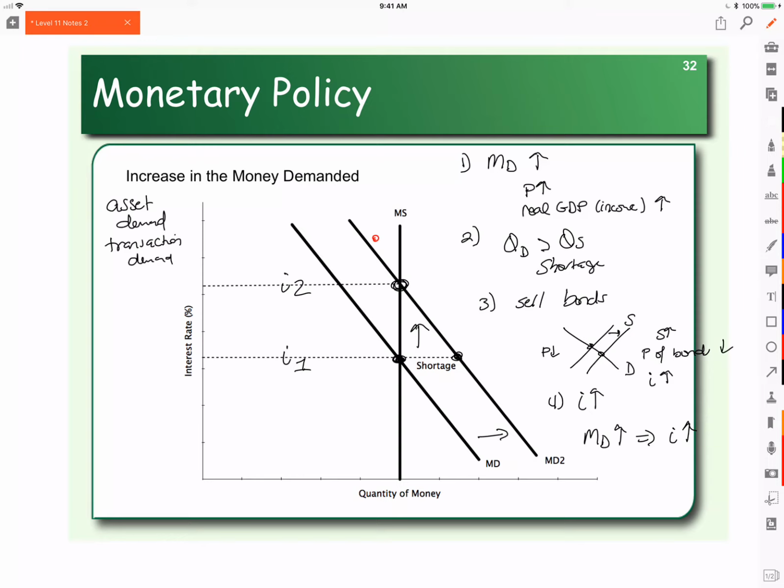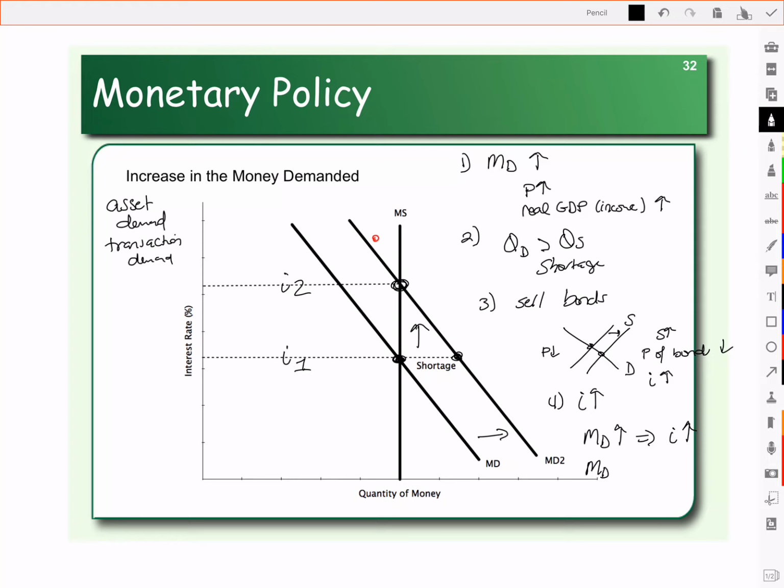We could also go the other direction and look at what happens when the demand for money decreases. It would shift the graph in the other direction. We have a surplus of cash, we buy bonds, and that makes interest rates go down. So now let's use this to help us understand monetary policy.